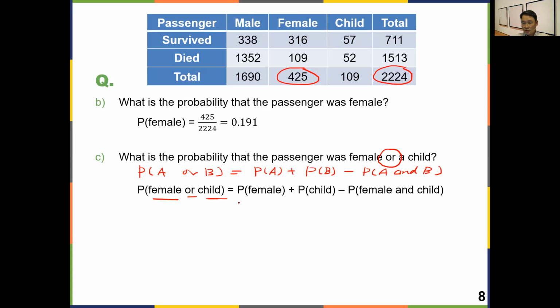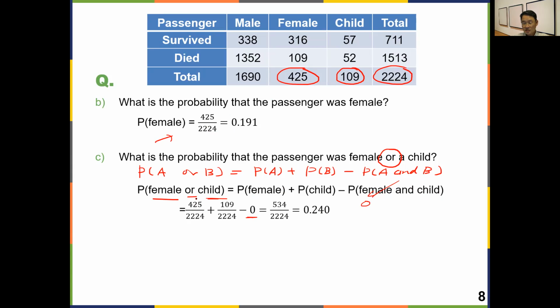So we need to figure out the probability of female. I think we know that, right? We had it right here too: 425 out of 2,224. What about child? Child is right here, right? Or how many of them are adult, female, and child at the same time? Well, that must be 0, right? So that must be 0 like that.